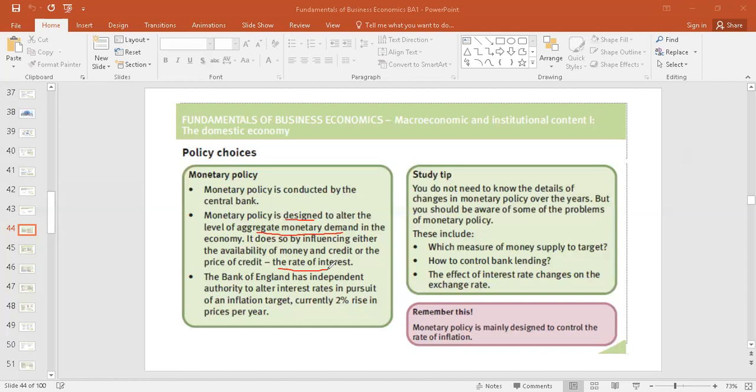The Bank of England, since this is all CIMA material, all UK material, is referred to here as the Bank of England. But for us, we generally study it as RBI, that's our central bank. The central bank has independent authority to alter interest rates in pursuit of an inflation target, currently a 2% rise in prices per year. Then we see the next policy after monetary policy.